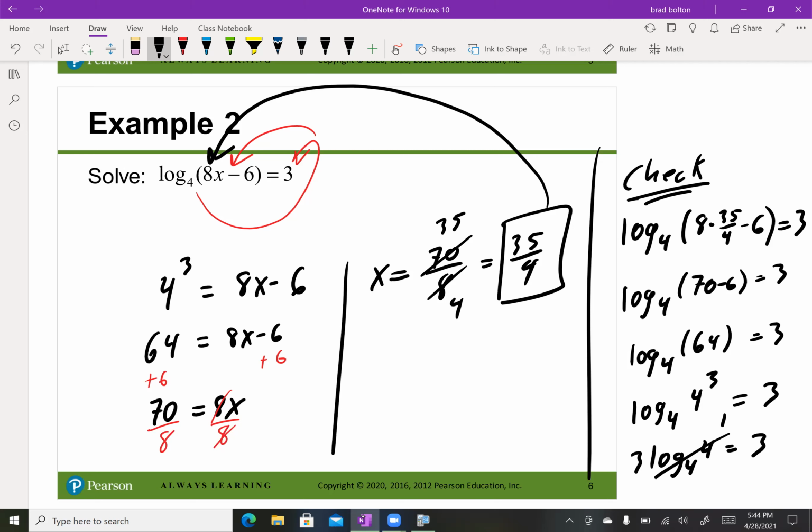This becomes 1, and we have 3 equals 3, which checks out. I already knew it was going to work the moment I plugged it in like that, but I was just showing you guys what I was thinking of. Okay, so again, this is just the check. You don't actually have to do this, but this is how you know you have the right answer.